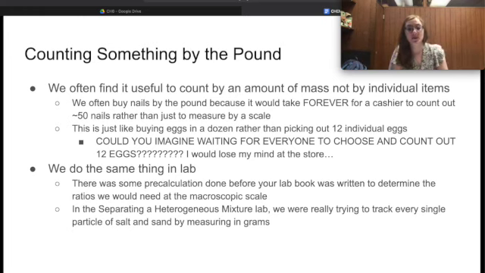So for example, as I mentioned before, in that separating a heterogeneous mixture lab where we were separating sand and salt, we were really trying to track every single particle, but we were measuring in grams. We weren't counting particles. So it's that same kind of deal. It's been done in the background for you, but we're going to bring it to the forefront. You're going to learn how we come up with some of these ideas.